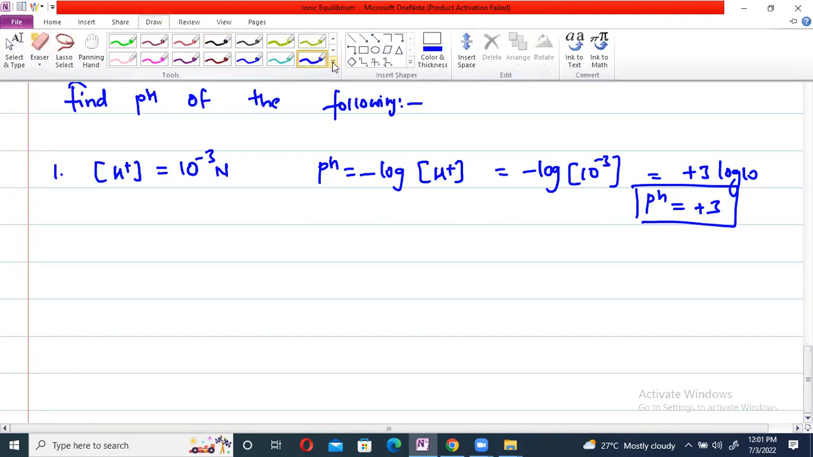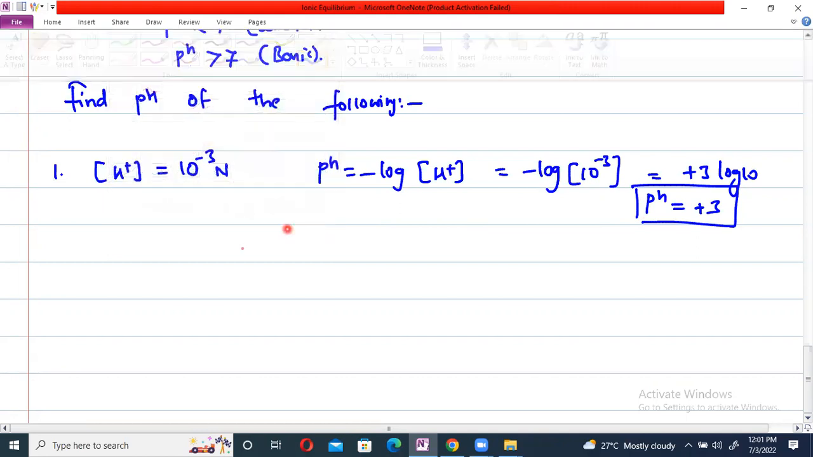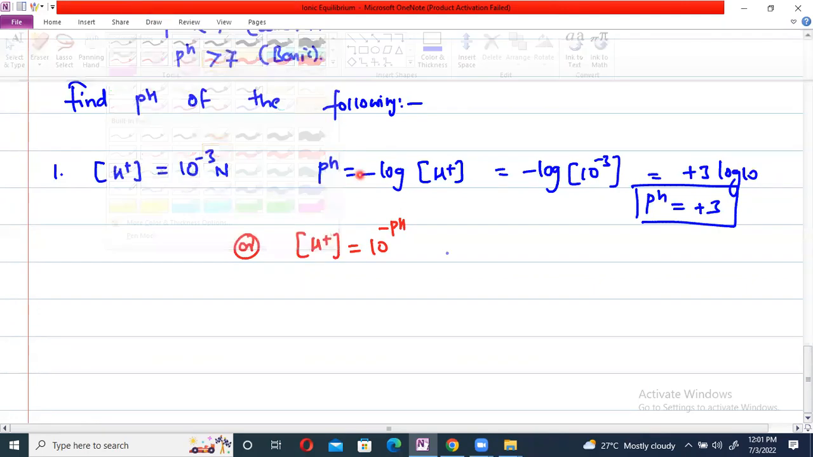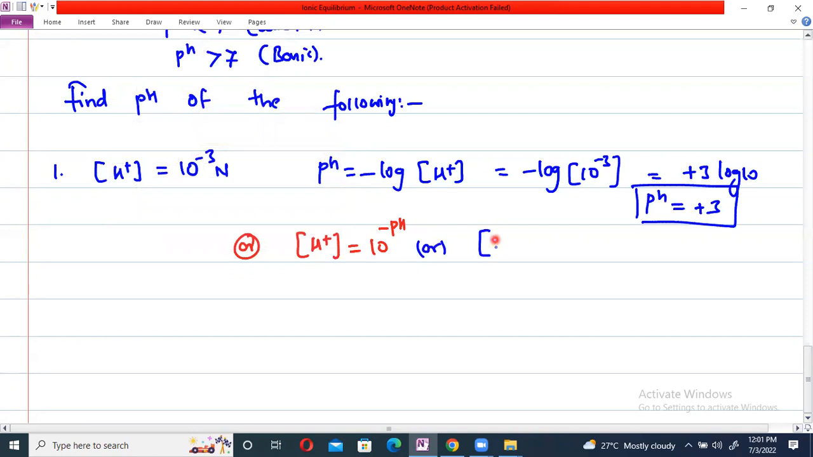But one more alternate method is there, that is a shortcut method, and please try to learn this alternate method also. Concentration of H plus ion is equal to 10 to the power of minus pH. This is also one of the formulas. Compare this formula with concentration of H plus equal to 10 to the power of minus 3. In these two equations, H plus is common, 10 is common, minus is common, so directly we can say the pH of the solution is 3.